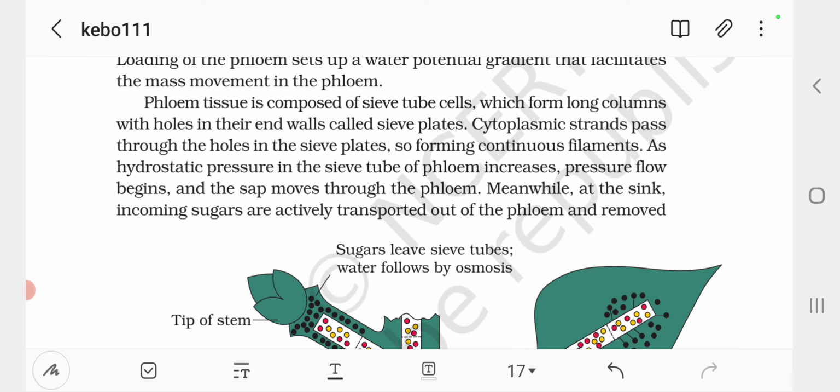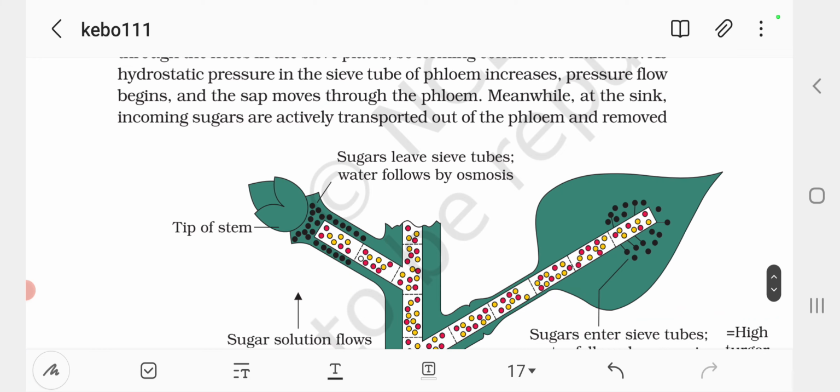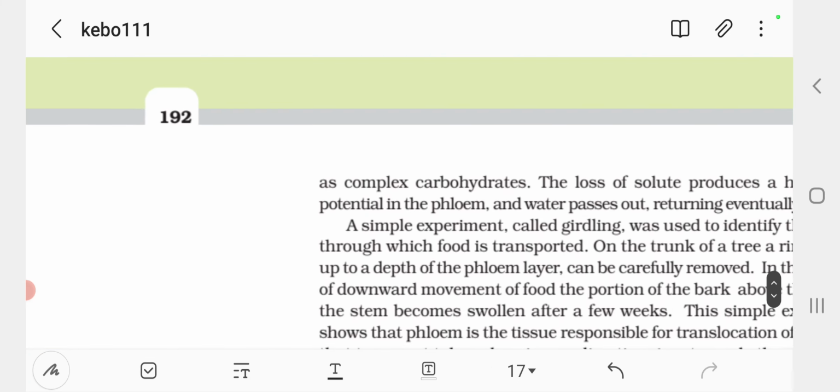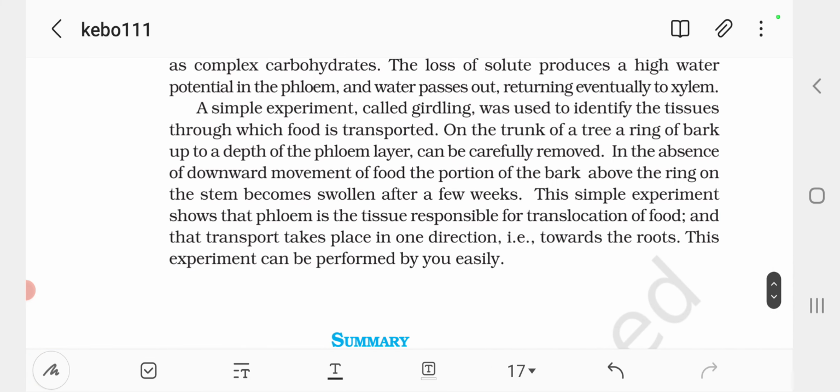As hydrostatic pressure in the sieve tube of the phloem increases, pressure flow begins and the sap moves through the phloem. Meanwhile, at the sink, the incoming sugars are actively transported out of the phloem and removed as complex carbohydrates. The loss of the solute produces a high water potential in the phloem and water passes out, returning eventually to the xylem.